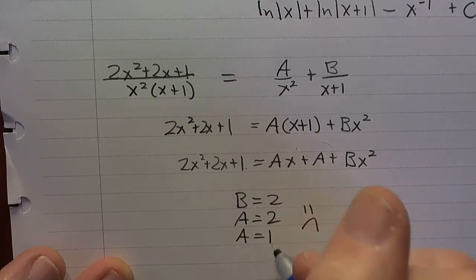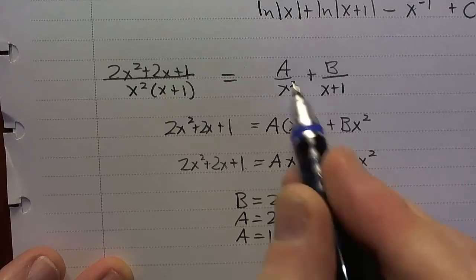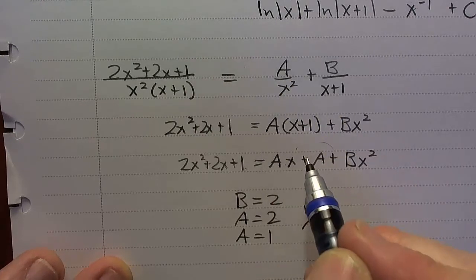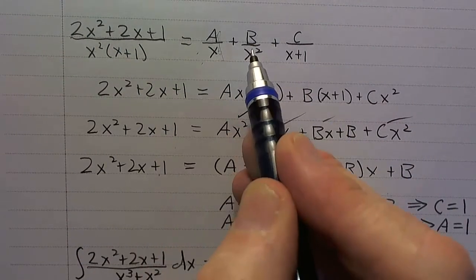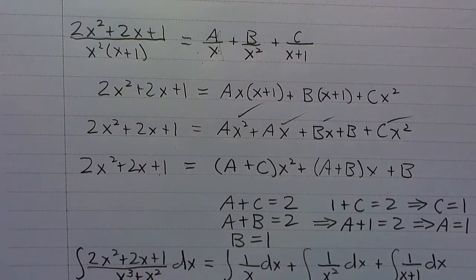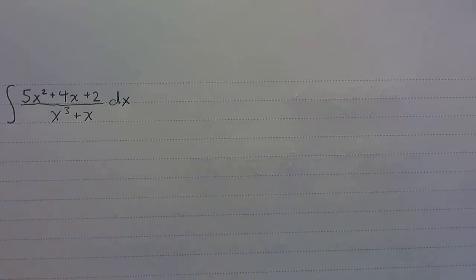A is equal to 2 and a is equal to 1. So see, this just fell apart. This was a disaster, right? So you need to be sure and build up to it. You have x, then x squared, and so forth. Let's take a look at one more example here.